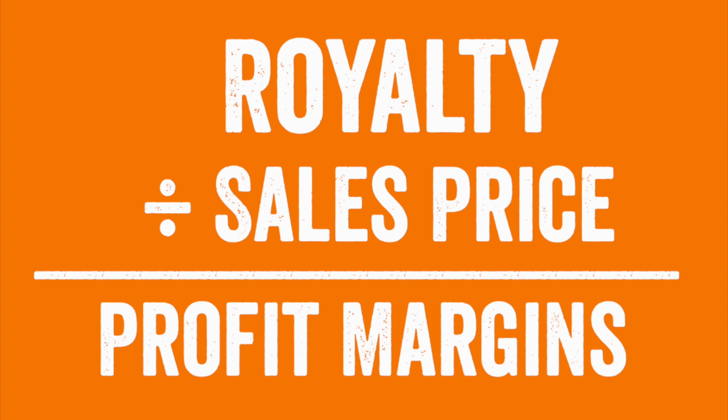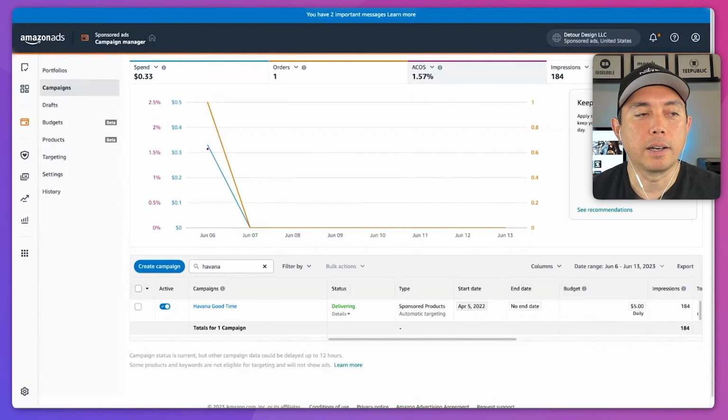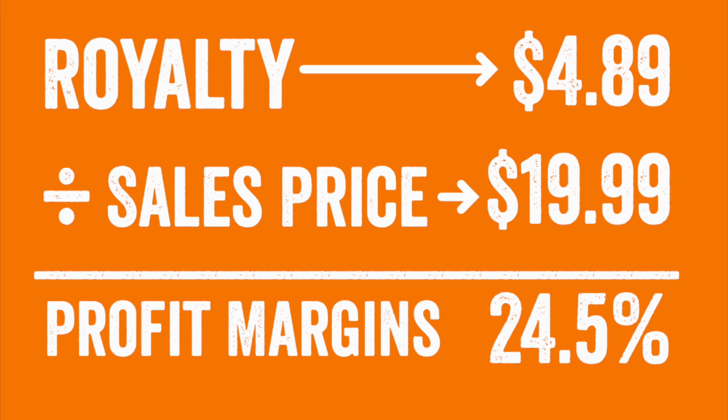So the first thing you want to do is set a target ACOS. And this is partly why I like ACOS, because it's easy to tie to what your profit margins are. So for a product, we can easily figure out our profit margins. For merch, it's the royalty divided by the sales price. Right. Yeah. So I'm selling something, what is this price? Like $19.99? $19.99. What's the royalty on that? I think it's somewhere around 24%, I think, is the break-even point.